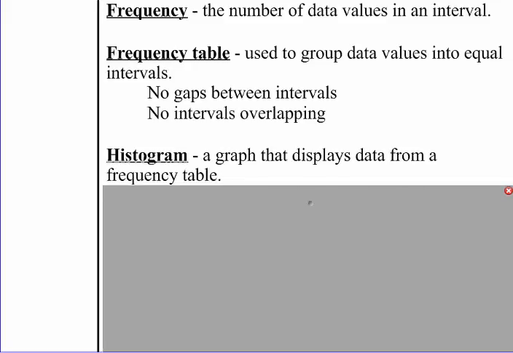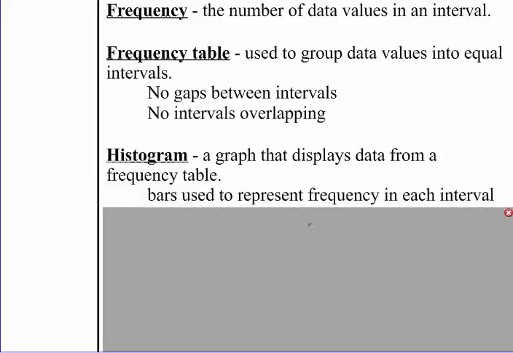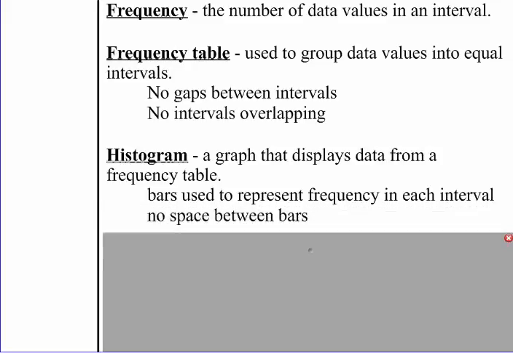Histogram is a graph that displays data from a frequency table. So the histogram has some characteristics. It uses bars to represent frequency in each interval. And there's no space between the bars.